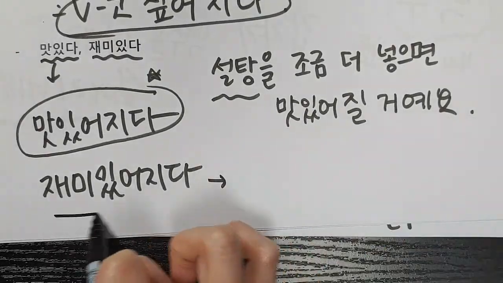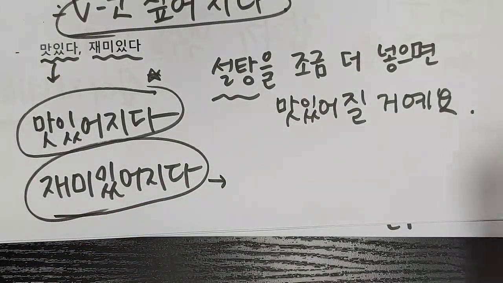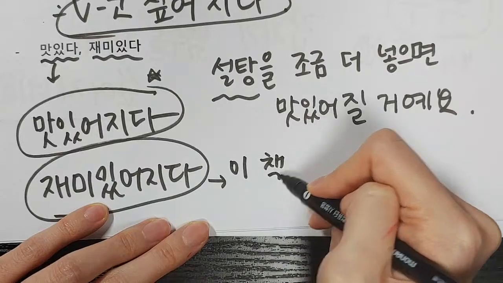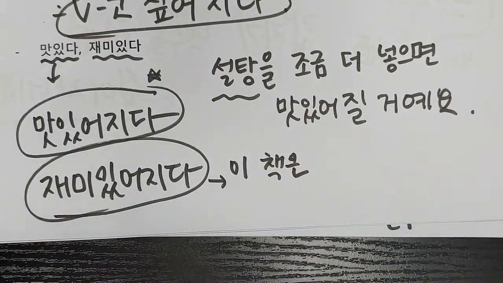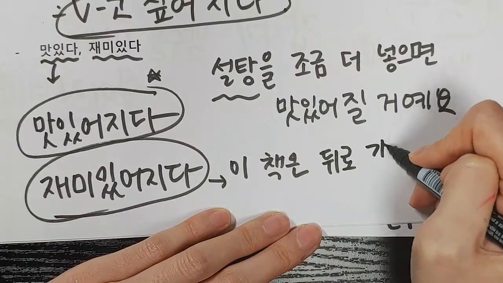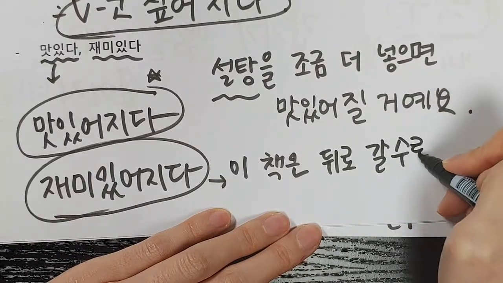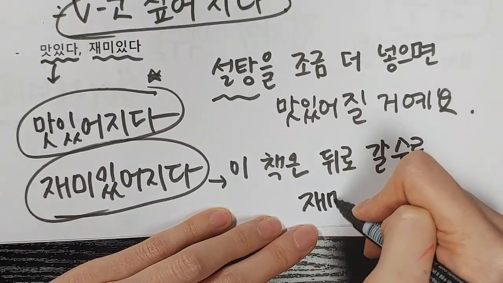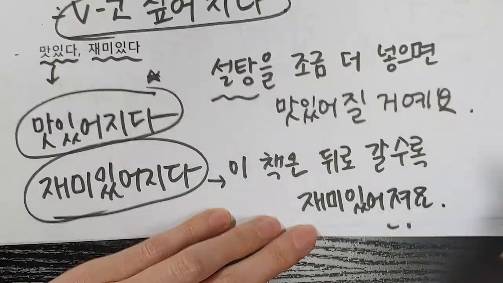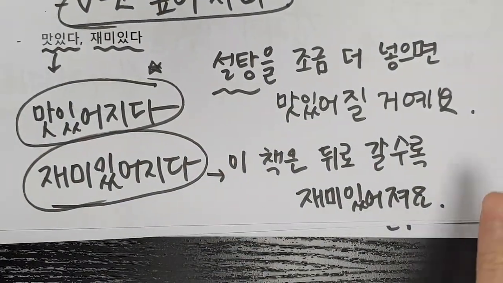Or using 재미있어지다, you can make sentences like, as the book goes towards the end, it becomes more fun. You can say, 이 책은, this book, we learned that heading towards the end is 뒤로 갈수록, right? As it heads towards the end, 뒤로 갈수록 재미있어져요. You can use it like this, guys.